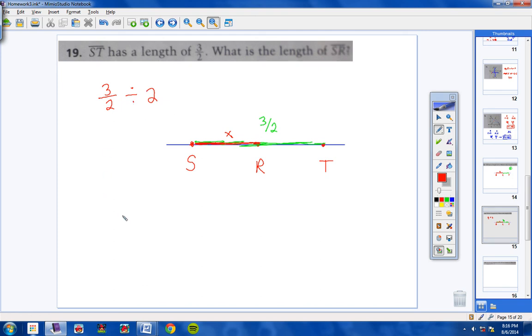You should remember from middle school and elementary school, when you're dividing fractions, you first of all put this over 1, so you have 2 fractions. Next, you change the division sign to a multiplication sign, and you flip the fraction. So 2 over 1 is 1 over 2, and now you go ahead and multiply, and you will get 3/4, because 3 times 1 is 3, and 2 times 2 is 4. So if the entire length from S to T is 3/2, then the length from S to R is 3/4. Okay? All right, moving on to number 20.